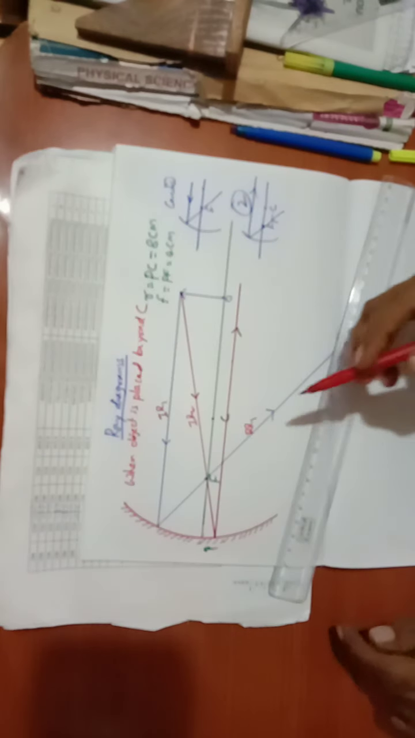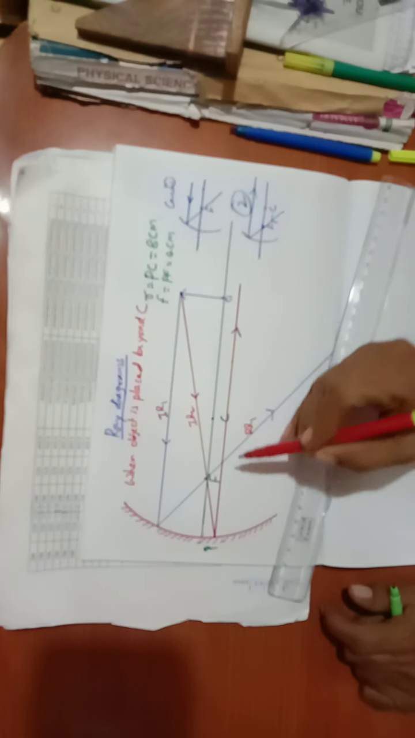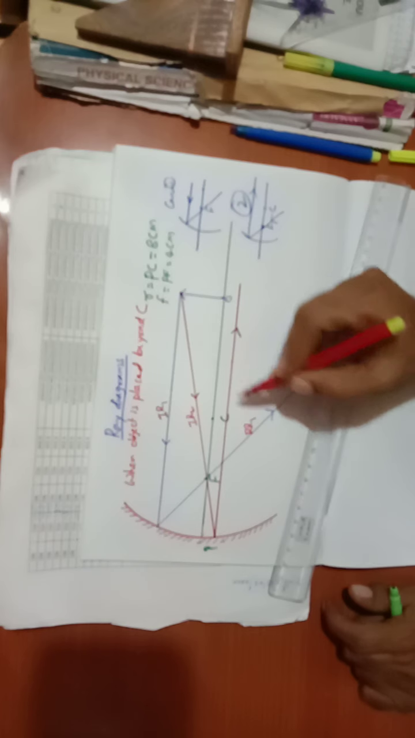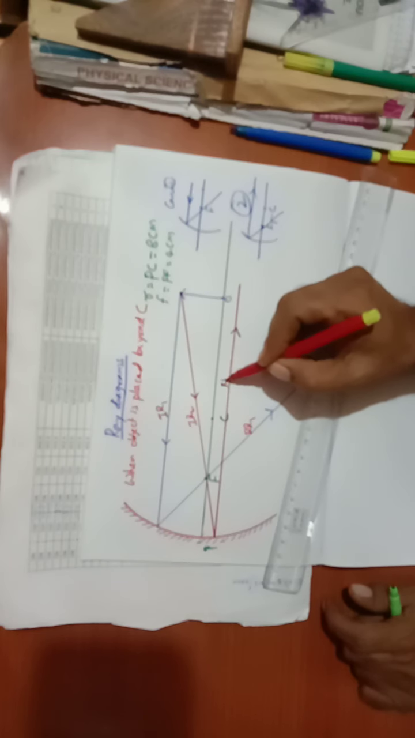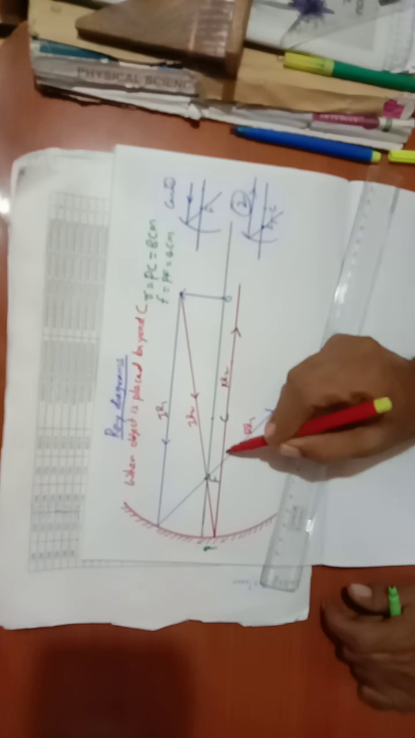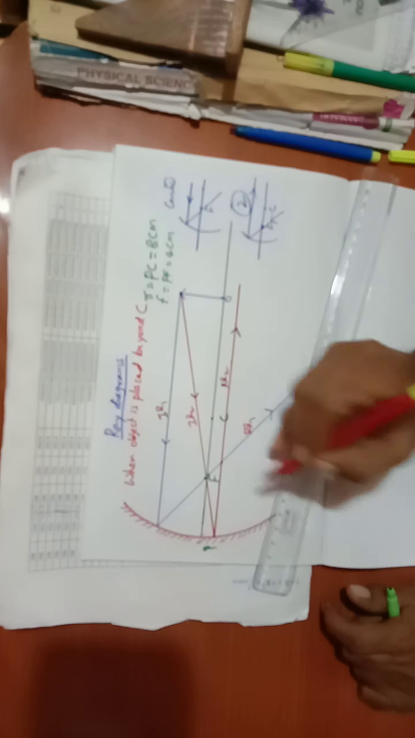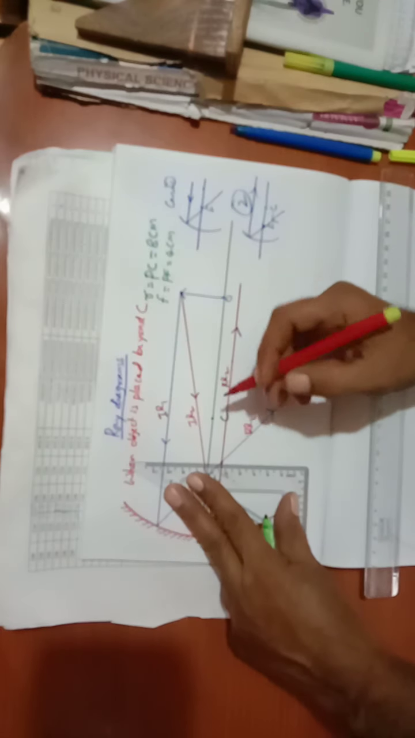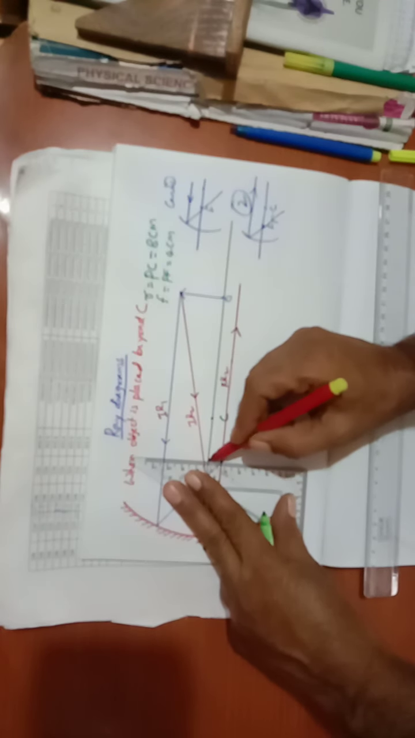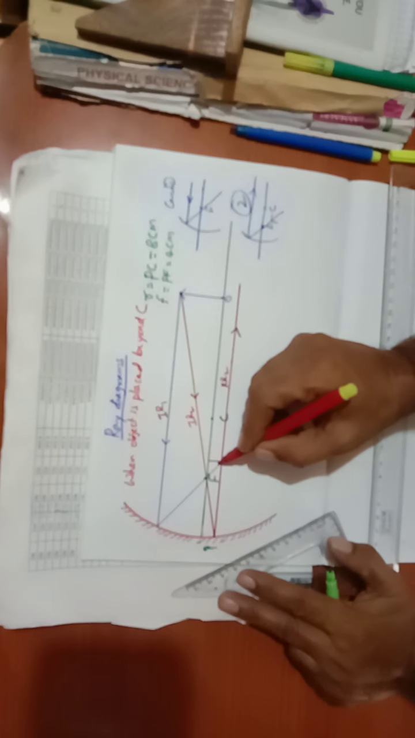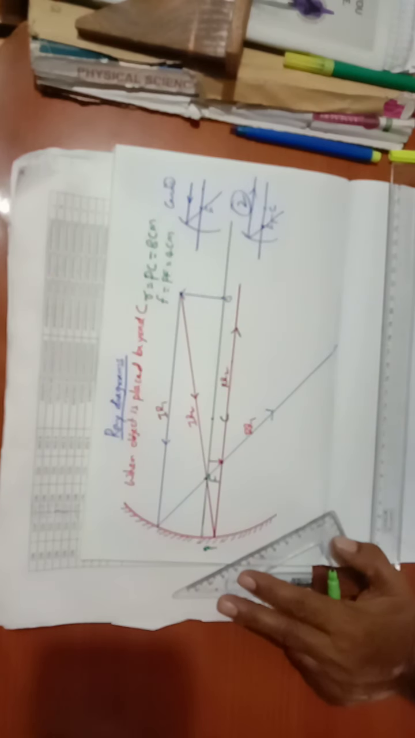So 2 are completed. Now the point is, reflected ray number 1 is this one, reflected ray number 2 is this one, and these two are meeting at this particular point. At this point the two are meeting. So you have to draw an arrow mark which is showing downwards.